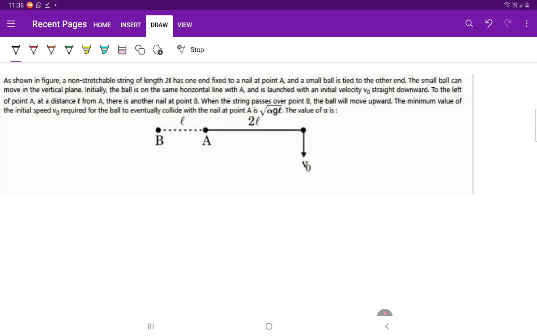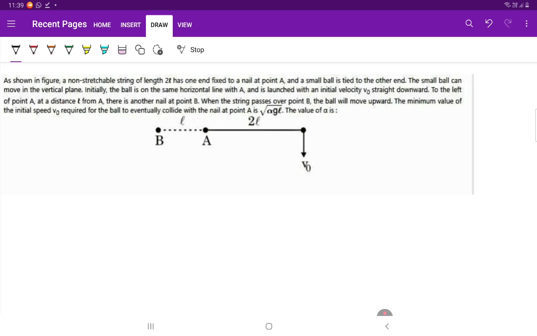To the left of point A at a distance L, there is another nail at point B. When the string passes over point B, the ball will move upwards. You have to report the minimum value of initial velocity v0 for the ball to eventually collide with the nail at point A, and it is root alpha. The answer is to find the value of alpha.